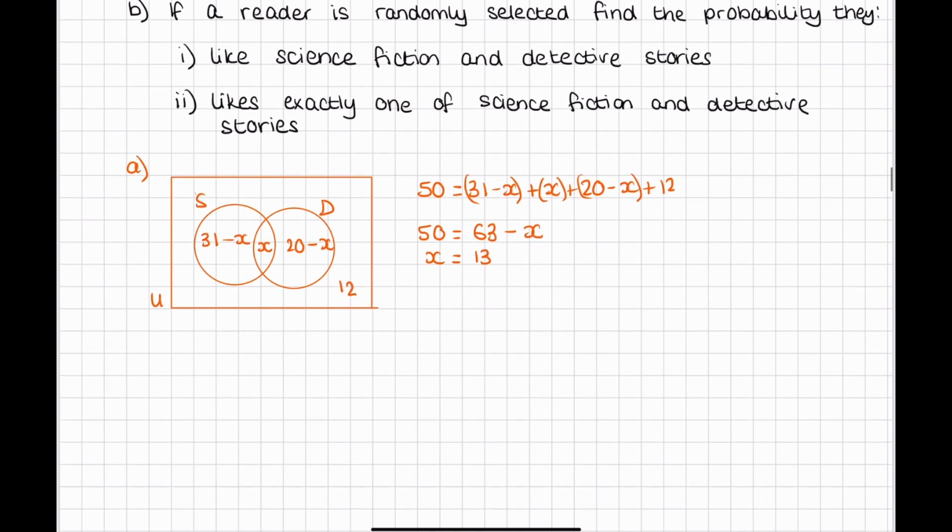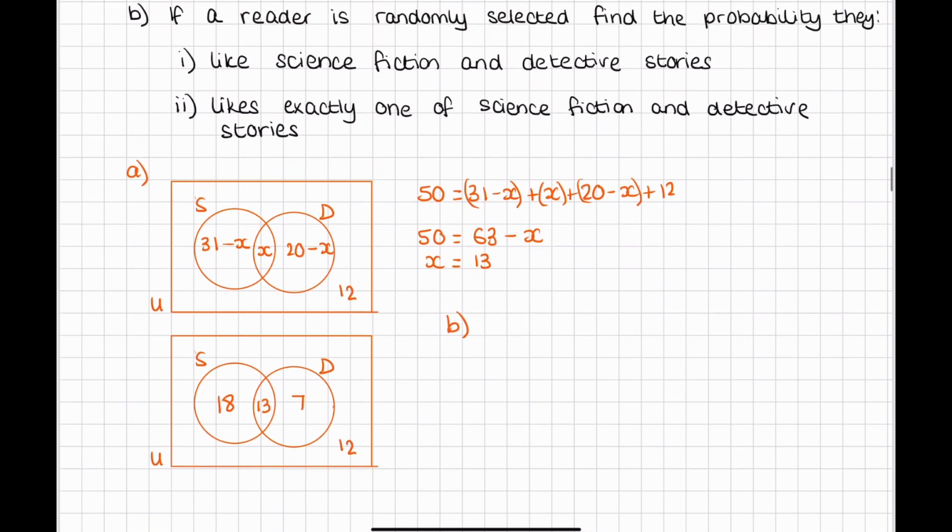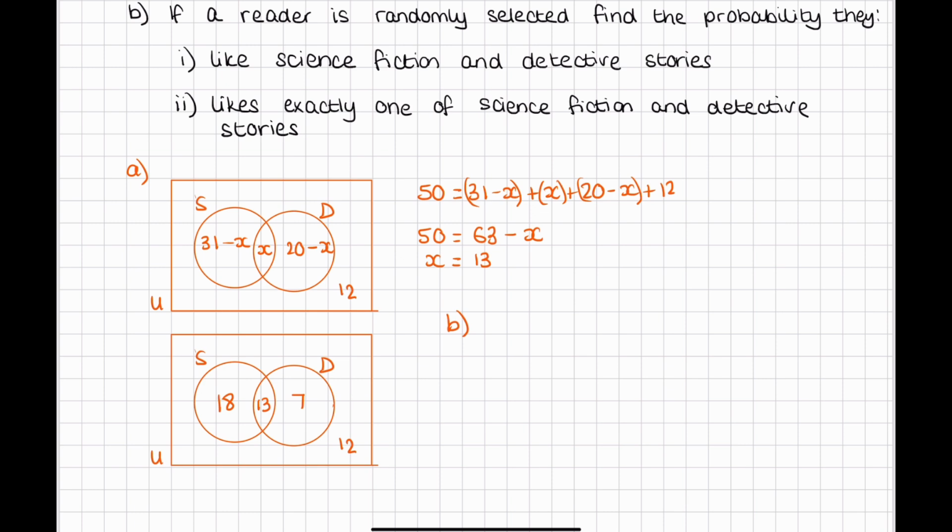And from there, then what I'll do is I'll quickly draw another Venn diagram. And that would be our final Venn diagram. So 13 would be x, which is in the middle. Science fiction would be the 31 minus 13, and detective stories would be 20 minus 13, which leaves us with 7. Now part B, I'm just going to put this over this side here. We first want to find out the probability that it likes science fiction and detective stories. So science fiction and detective is the middle value. It's the intersection between the two. So the probability of science fiction and detective would be 13 out of our total amount, which is 50.